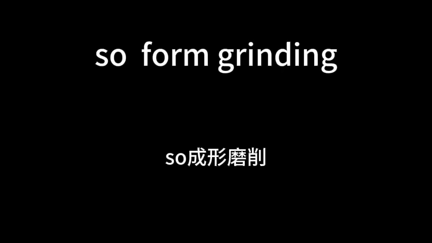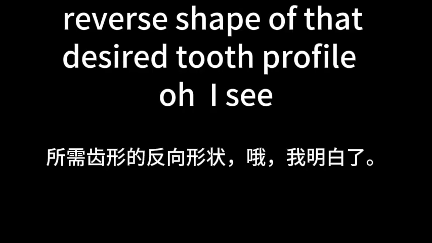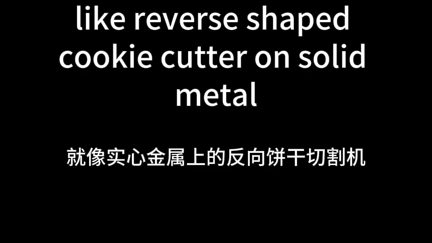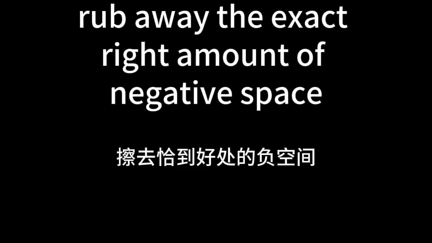So form grinding, or profile grinding, uses a grinding wheel that possesses the exact reverse shape of that desired tooth profile. Oh, I see. So is form grinding essentially using a highly precise, reverse-shaped cookie cutter on solid metal? Yeah, that is a really great analogy. You're using an abrasive to just rub away the exact right amount of negative space.